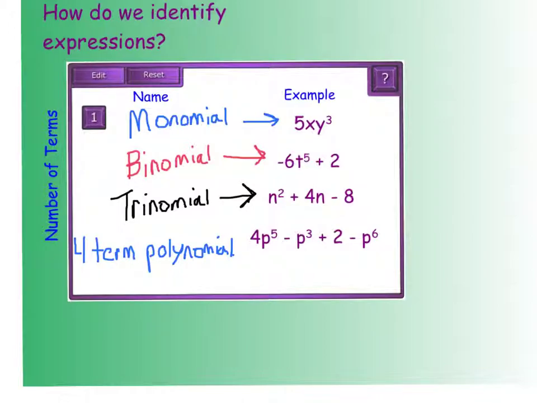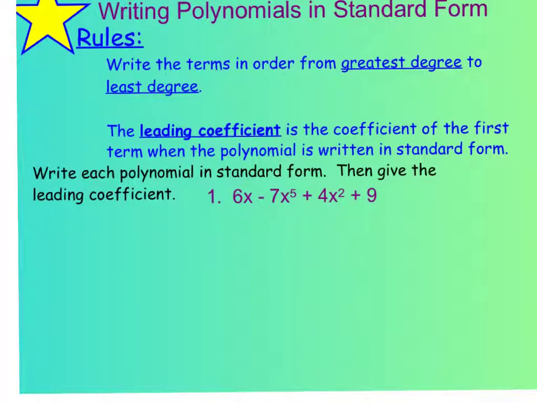That's all we do. All right, you're going to be asked to take the polynomials and write them in standard form. This means that we write the terms in order from greatest degree to least, starting left, going right. The leading coefficient is the coefficient of the first term after we write it in standard form. I'll talk about this later. Write each polynomial in standard form, then give the leading coefficient.